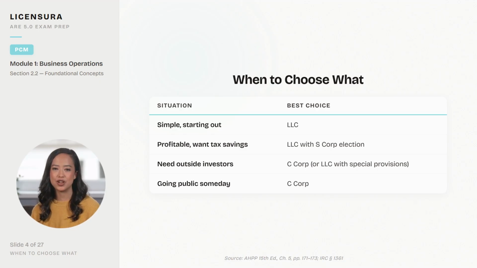Choosing the right entity structure is just the first step, though. You also have to maintain it properly, because that liability protection can actually disappear if you're not careful. Let's talk about how that happens.